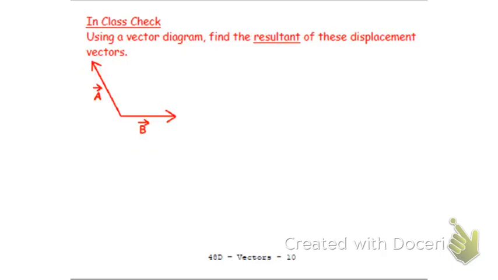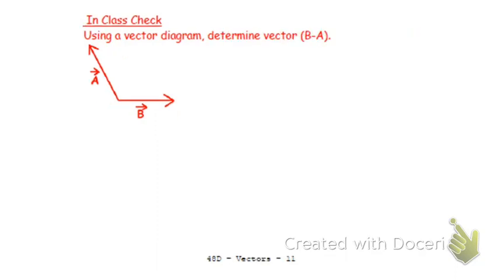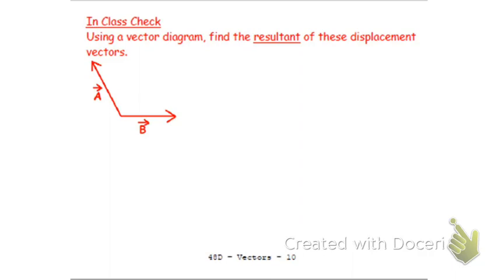And then there's some examples. Using vector diagram, find the resultant of these displacement vectors. Do that one. Just do that one, and then I want to just draw it, and I want you to see. Are you lost, or are you okay with this? So do that one. So we're back.